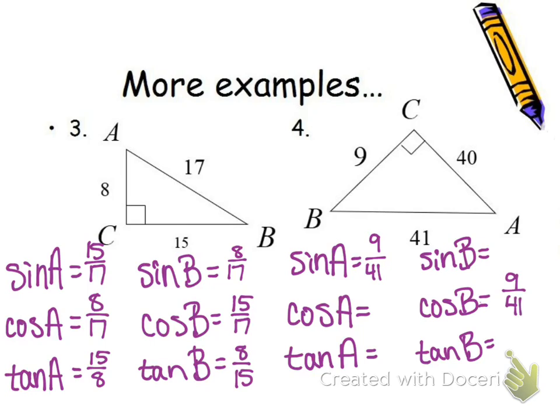All right, what about the cosine of A? What side is adjacent to A? 40, and the hypotenuse is still 41. Cosine of A is the same as which other function? Sine of B. So 40 over 41. What is the tangent of angle A? 9 over 40, which makes tangent of B 40 over 9.